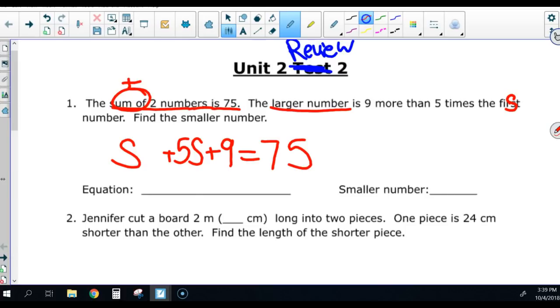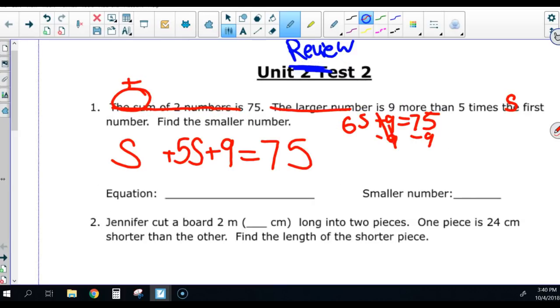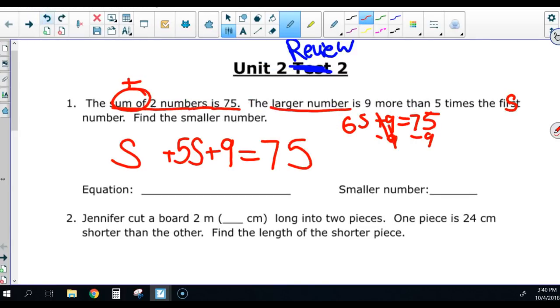S plus 5S plus 9 equals 75. Now that we're solving that, if I combine like terms, 6S plus 9 equals 75. Minus 9 is 66 equals 6S. That gives me 11 once I divide. The smaller number is 11.